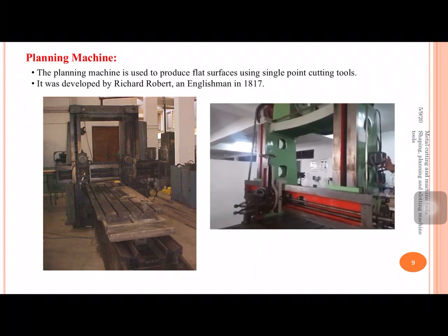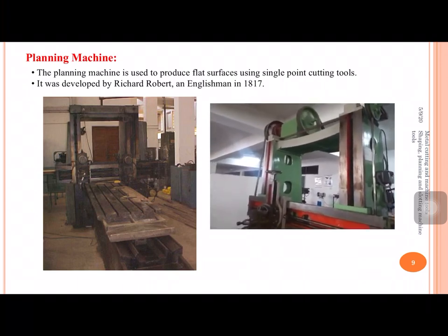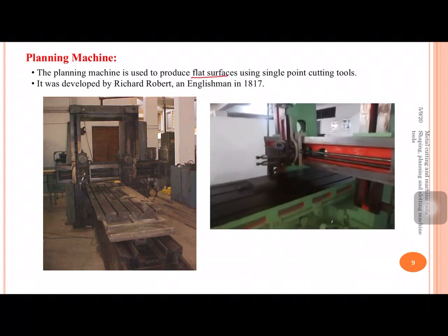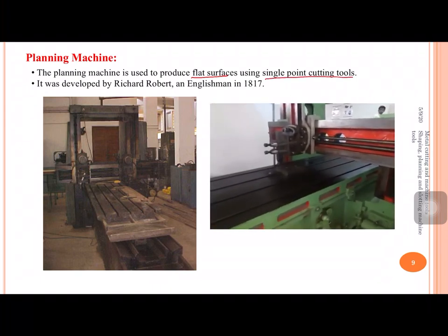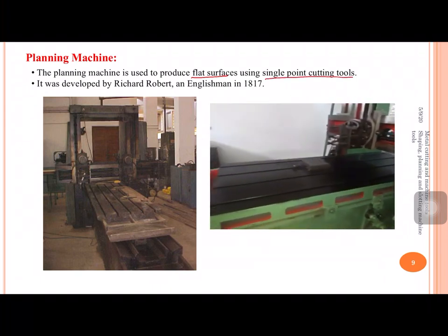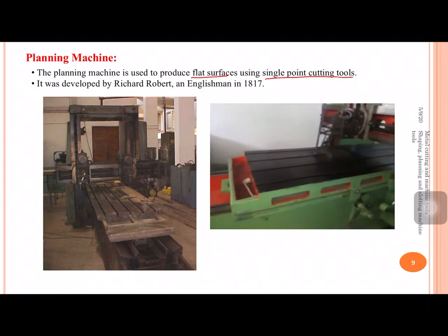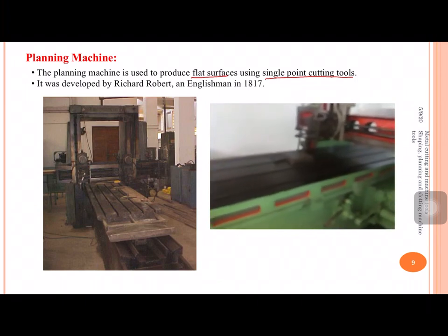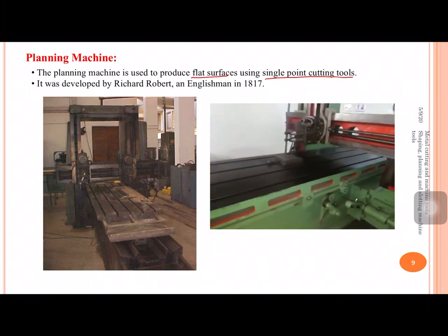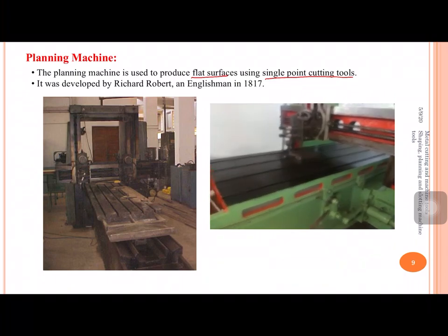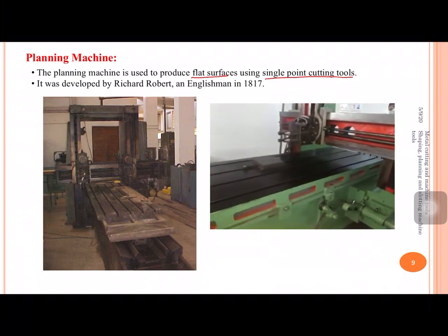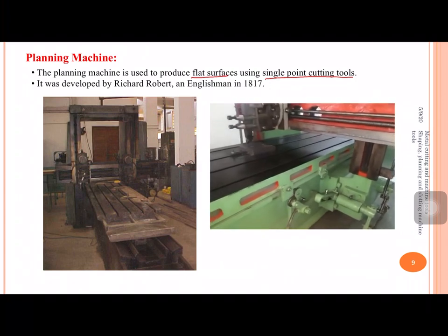Next one is the planing machine. The planing machine is also used to produce flat surfaces by using a single point cutting tool. The main difference between the shaping and the planing machine is, in the planing machine, the table which is holding the work part is provided with the reciprocatory motion, and the cutting tool is provided with intermittent feed motions.